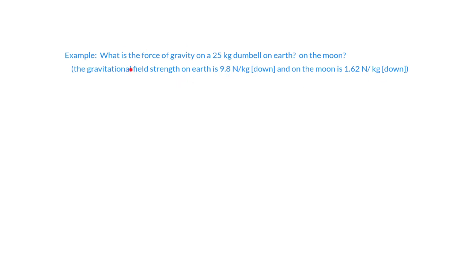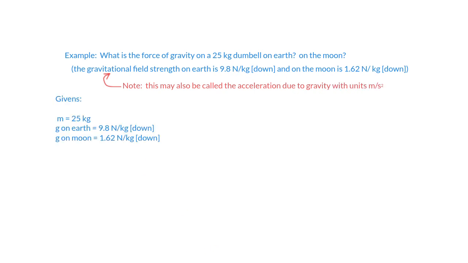This may also be called the acceleration due to gravity, so just watch out for that. I'll put that in there as well. So we're going to start off by listing our givens and our requireds. I'm going to list the givens that I have here, which are the 25 kilograms. As soon as I see kilograms, I know that is a mass. And then I'm going to list my two gravitational field strengths.